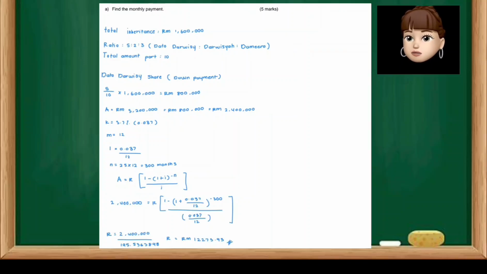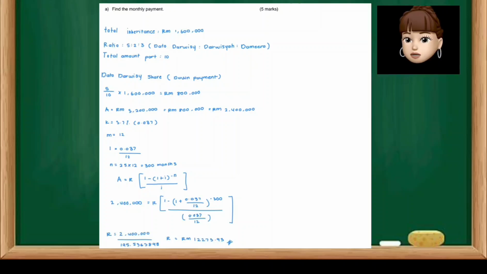So first, we calculate Datuk Darwish's inheritance share using the ratio of 5/10 times Rm 1.6 million, which gives us a down payment of Rm 800,000. Next, we subtract this down payment from the Rm 3.3 million property price to get our total bank loan amount, which is Rm 2.4 million. So for interest rate K is 3.7%, for the compounding frequency M is 12, the periodic interest rate I is 0.037 over 12, and the total loan term is 25 years times 12, which gives us 300 months.